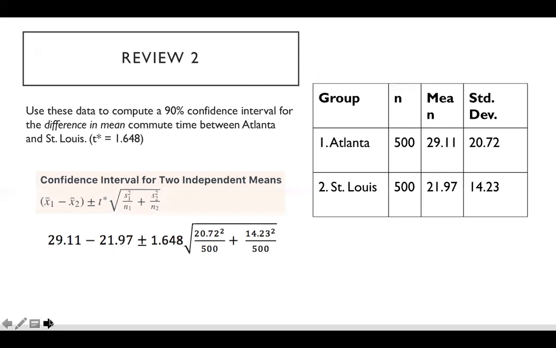Let's see here. All right, so our answer here is 7.41, or sorry, that's not our answer. So once we subtract X bar 1 minus X bar 2, we get 7.14 as our sample statistic, or our difference that we will add and subtract our margin of error from. Our margin of error is 1.85, and then once we add and subtract those out, we get an answer of 5.29 to 8.99.